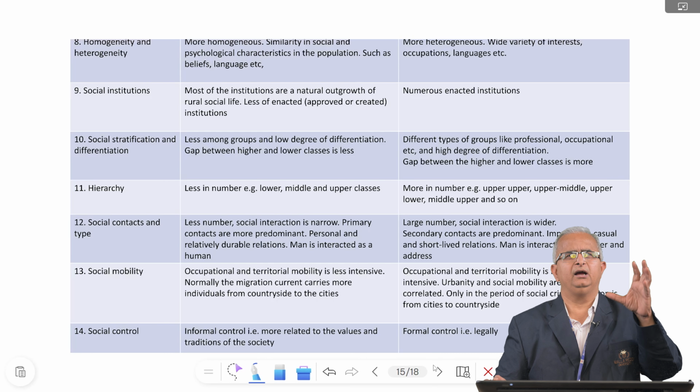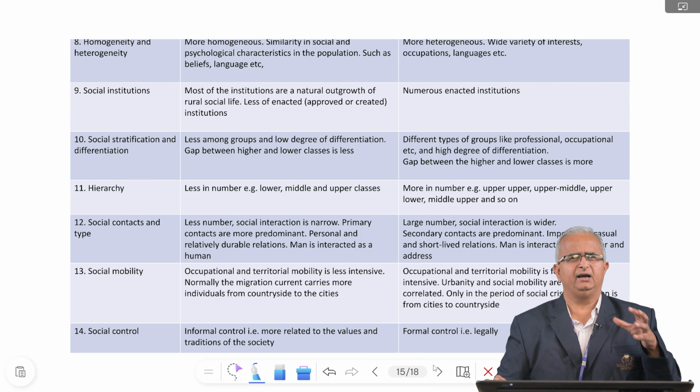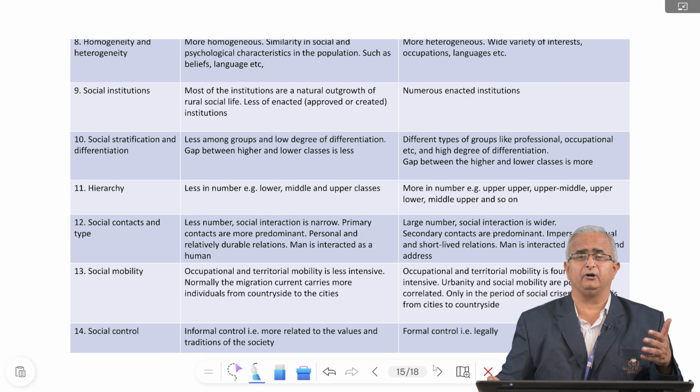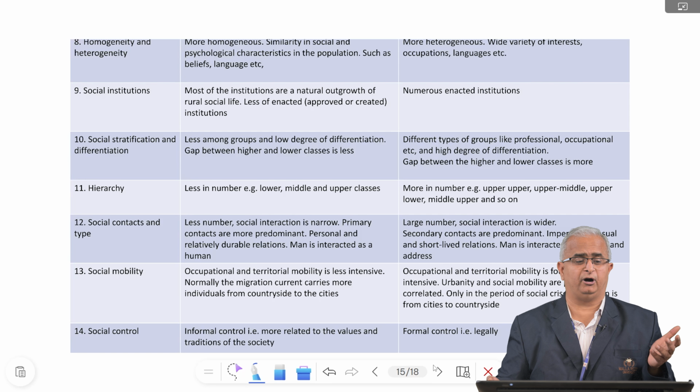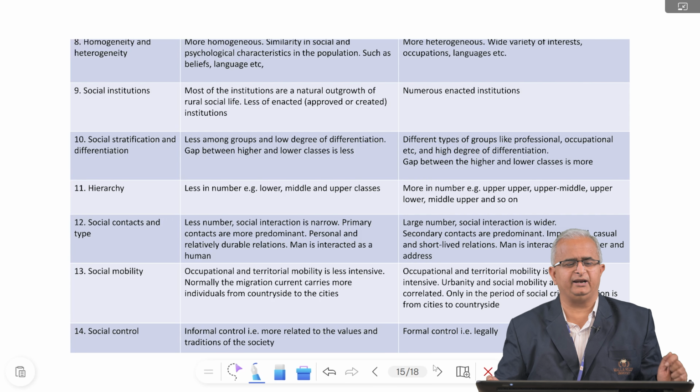Homogeneity and heterogeneity. In the rural area, they are homogeneous, similar in nature, similar in thought process, the language they use, the belief system they have, the culture they have. They are all similar. Whereas the urban areas are heterogeneous; their interests, occupations and languages differ. And the social institutions also: inbuilt institutions, natural upcoming of institutions, we observe in the villages, whereas enacted and numerous institutions we observe in the urban areas.